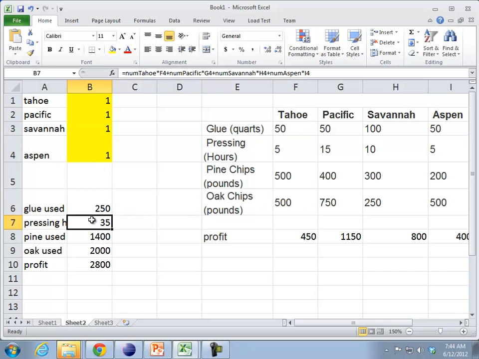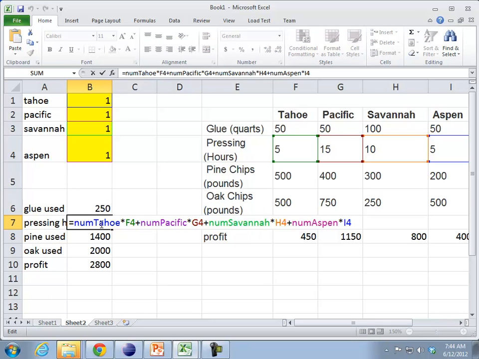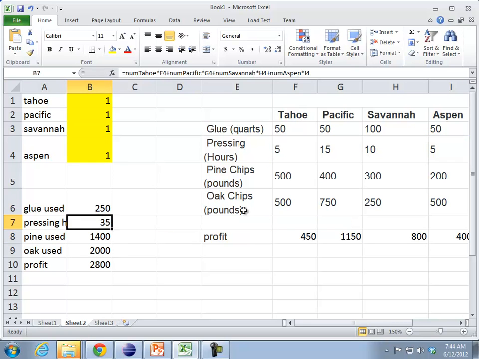I then went down and did the same thing for pressing hours. I said the number of pallets of Tahoe times F4, which is the number of hours pressing each pallet of Tahoe takes, and the same thing for Pacific, Savannah, and Aspen. Now, the way that I did this is because I actually named these cells the way that we normally name all of our other cells.